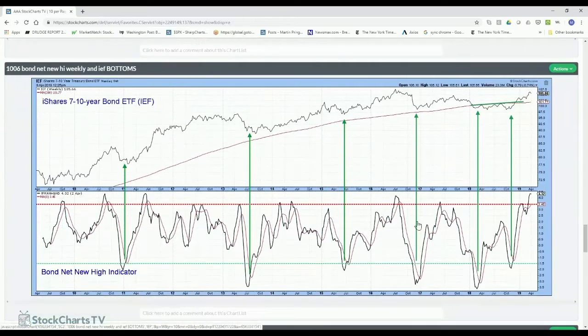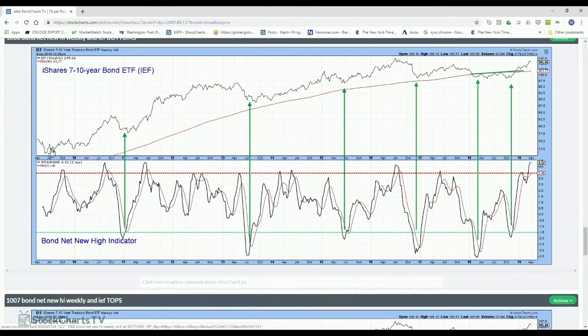So I want to show you another indicator now. This one measures the bond market, and it's the bond net new high indicator. What it does is take a universe of exchange traded funds, prices and yields of various sectors, and figure out the percentage that's above its 40-day moving average and the percentage that's below its 40-day moving average, and takes a net result. So when it's down here, it means that basically most bonds are trading below their levels 40 days ago, and when it's up here, most of them are trading above their level 40 days ago.